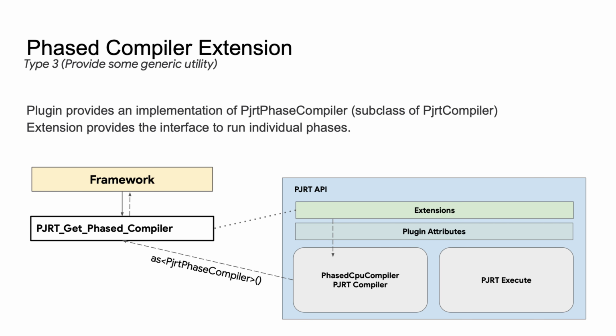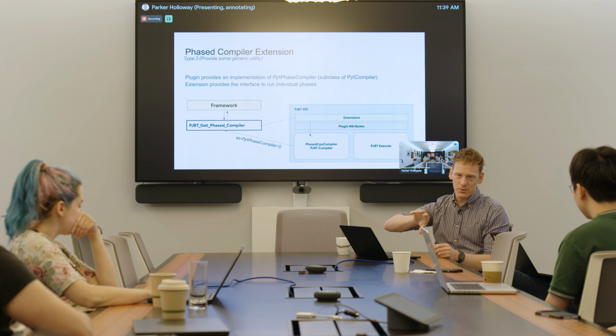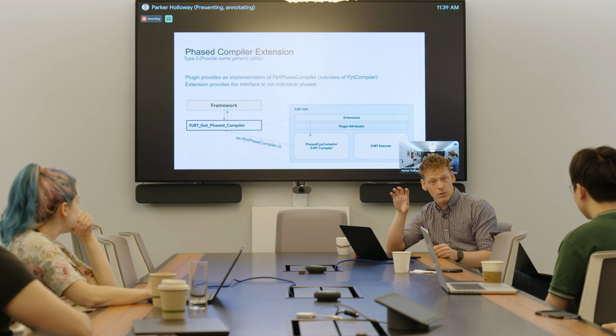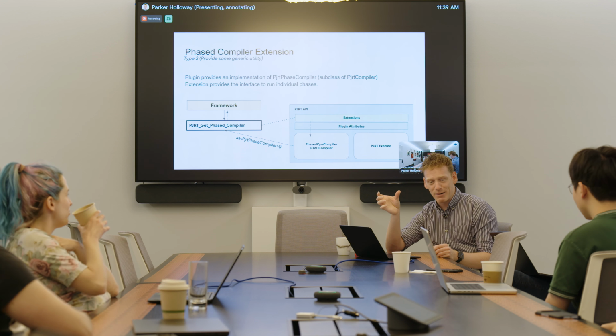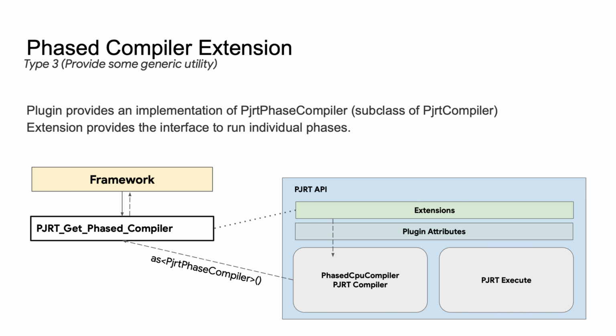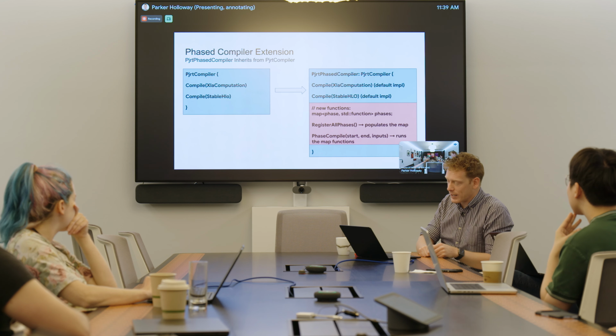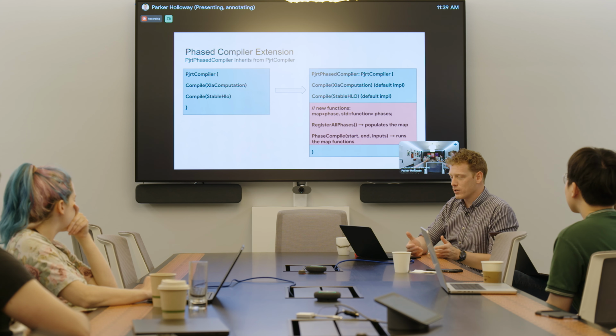So the plugin provides the implementation of one of those classes, the PJRT compiler class. We use the bottom half of the sandwich, the C API wrapper impl, to generate the APIs for the phased compiler, given that new implementation of the class. So what does that extension look like, or what does the new PJRT phased compiler definition look like?